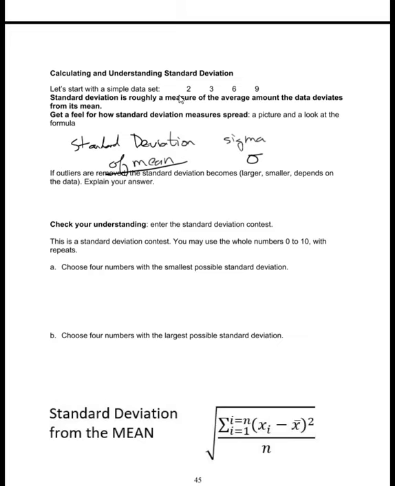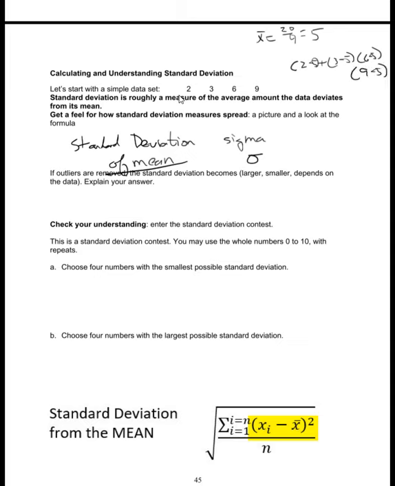Okay, so if we were to find this, first we have to find the mean. What is the mean of this data set? Well, it's 2 plus 3, which is 5, plus 15 is 20. 20 divided by 4 is 5. So the mean is 5. Now we need to find the difference of each of these and square it. So the difference of 2 minus 5, and 3 minus 5, and 6 minus 5, and 9 minus 5.